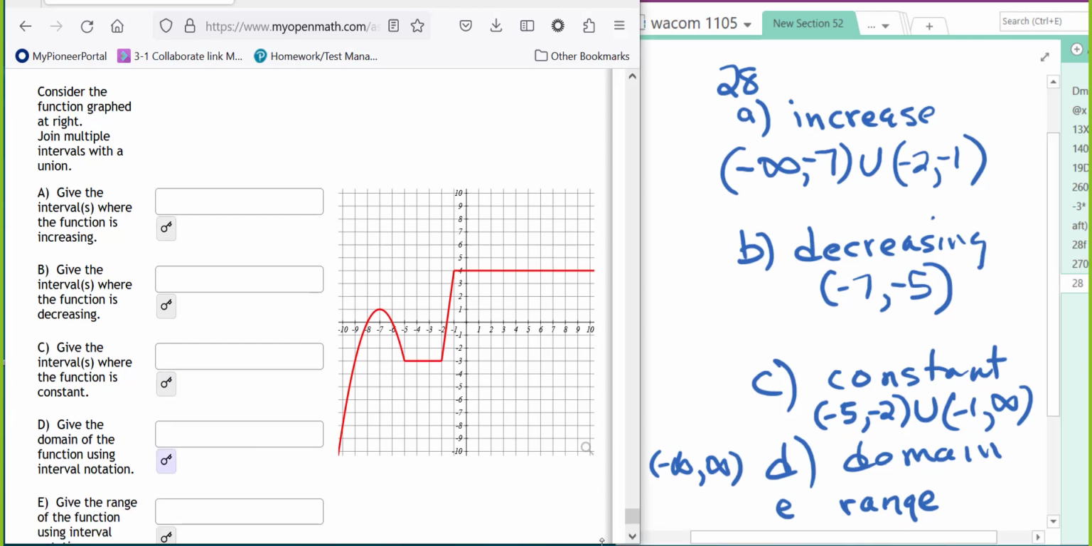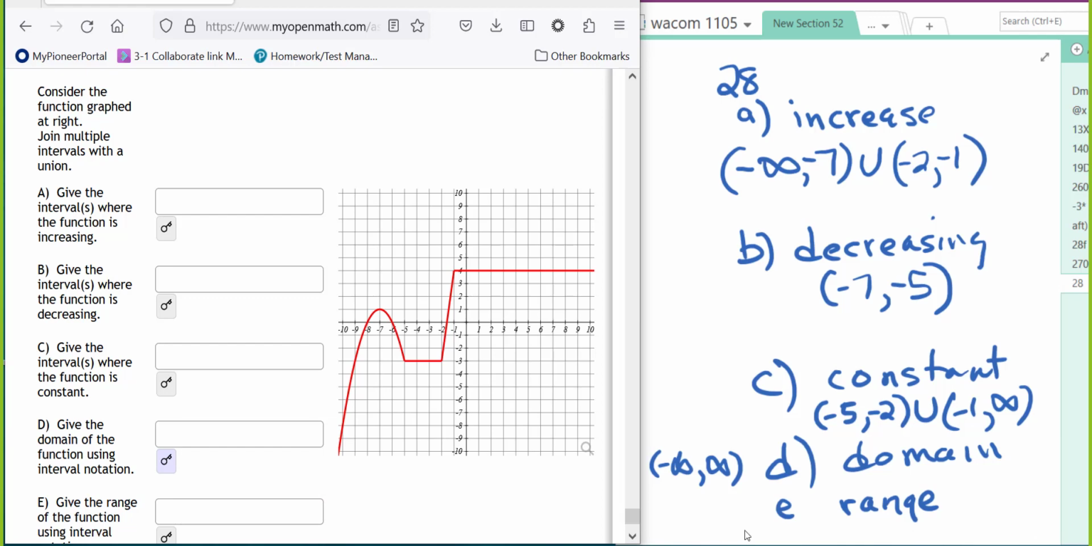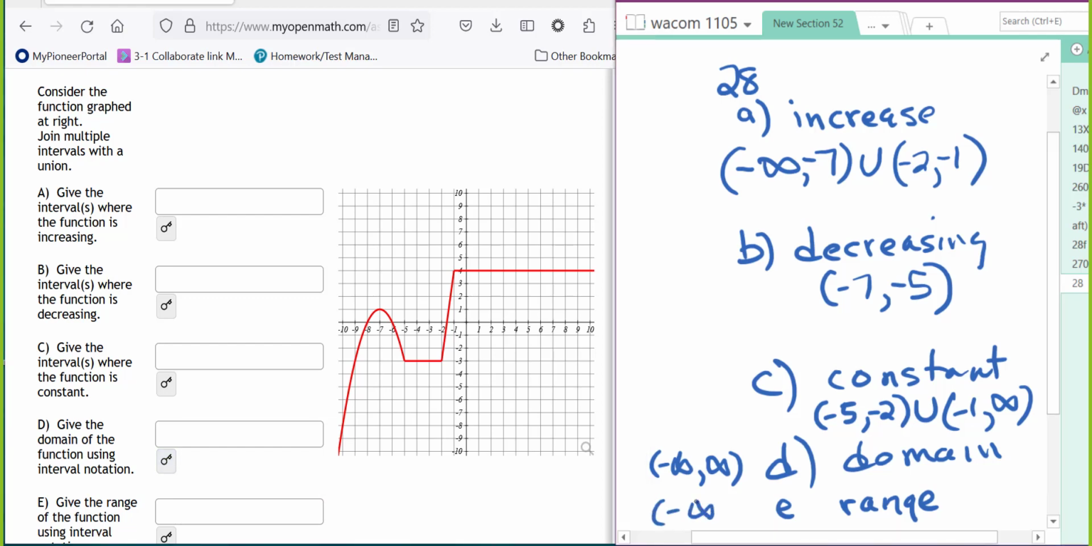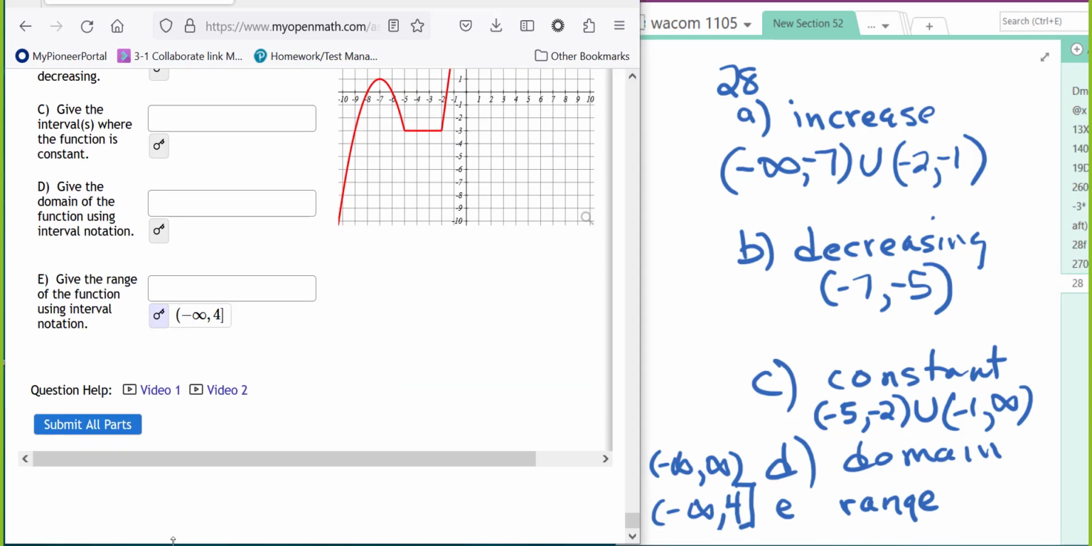Good? And range, lowest to highest. This end of it goes down forever, so it's going to start at negative infinity, and it doesn't have any gaps in it. The highest point it can go, though, is right here. So the highest it can go is 4. Now, it is touching it, so you will use a bracket. So negative infinity to 4. All right, so that's analyzing the graphs a lot and learning how to pick those things off.